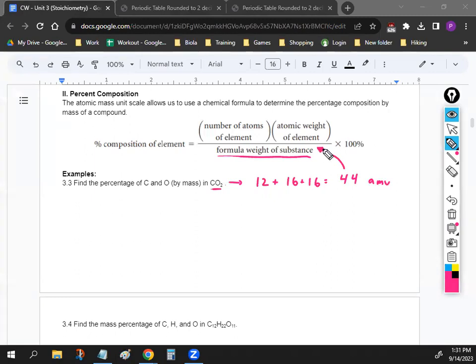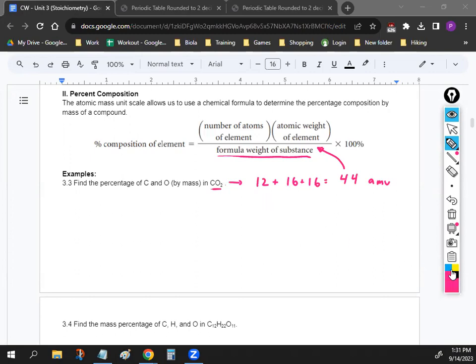I'll try my best to color code this for you guys. Again, whatever term you like, formula weight, AMU, molar mass, that's how you find the formula weight. Okay. So far, so good?